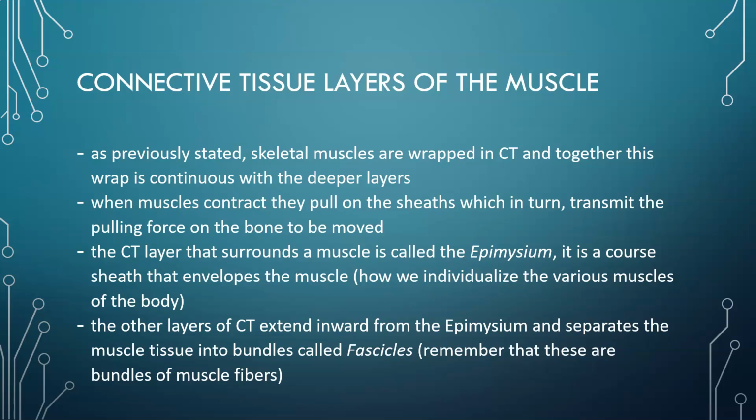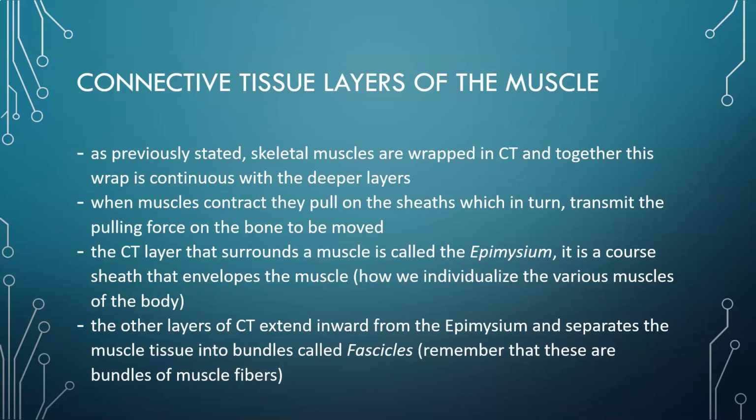The connective tissue layer that surrounds a muscle superficially is called the epimysium. It is a coarse sheath that envelopes the entire muscle. And as I said, this is how we individualize one muscle versus another, because we can see this outer coating that separates them, even though they may be very intimately close to each other under the skin within the area of the body we're looking at. We can individualize them because they have their own specific epimysiums.